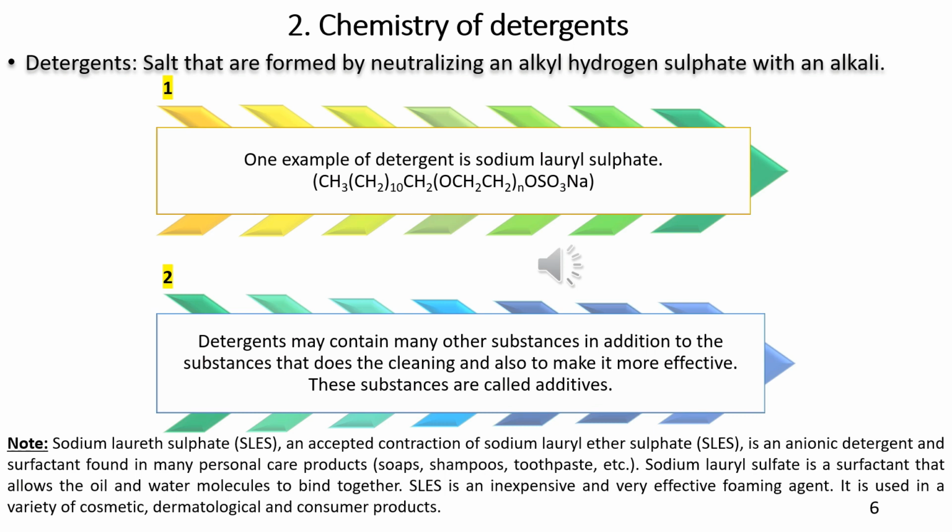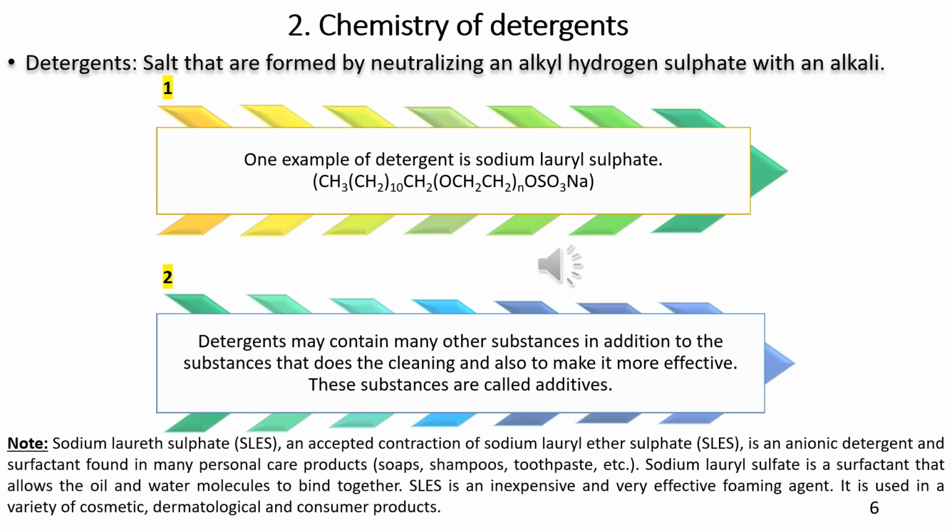Chemistry of detergents. So in this slide you will learn about the chemistry of detergents. What are detergents? Detergents are the salts that are formed by neutralizing an alkyl hydrogen sulfate with an alkene. So detergents are produced by the process of neutralization between an alkyl hydrogen sulfate and an alkene. Number 1. One example of detergent is sodium lauryl sulfate.